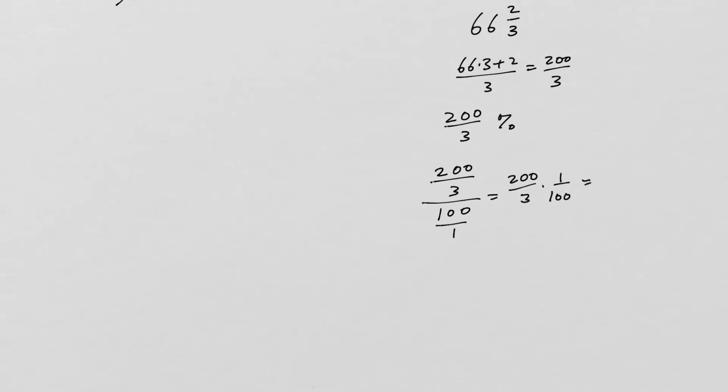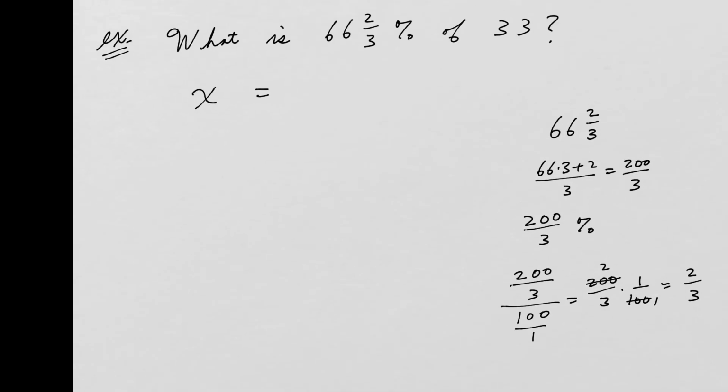And this is going to be, I can simplify it, right? 100 goes into 100 once, 200 twice. So this is going to be 2/3. So really what I did is I wrote the percent as a fraction instead of as a decimal. Of means multiplication, and then 33 here. So sometimes it's better to write the percent as a fraction, not as a decimal. It depends on the problem.